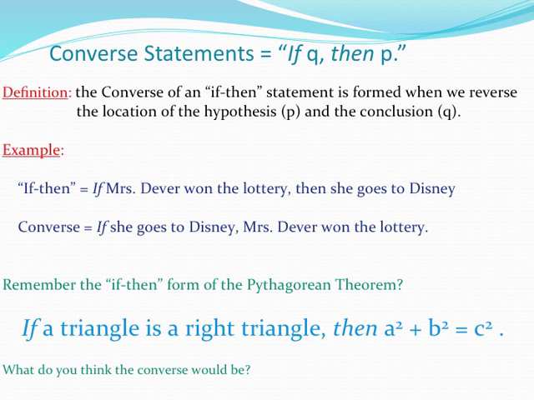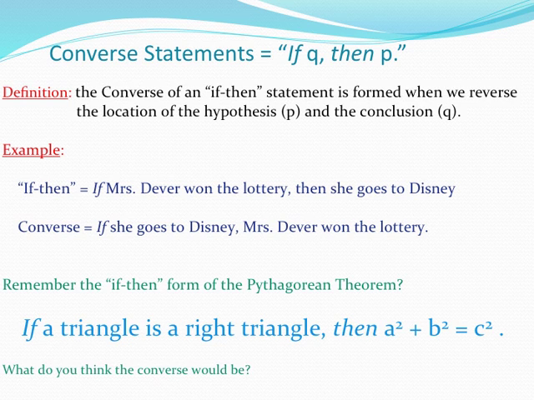The converse of an if-then statement is formed when you reverse the hypothesis, that's P, and the conclusion, Q. So the if-then statement is, if Mrs. Dever won the lottery, then she goes to Disney. The converse is, if she goes to Disney, then Mrs. Dever won the lottery. Remember we wrote the Pythagorean theorem in an if-then form. If a triangle is a right triangle, then a squared plus b squared equals c squared.